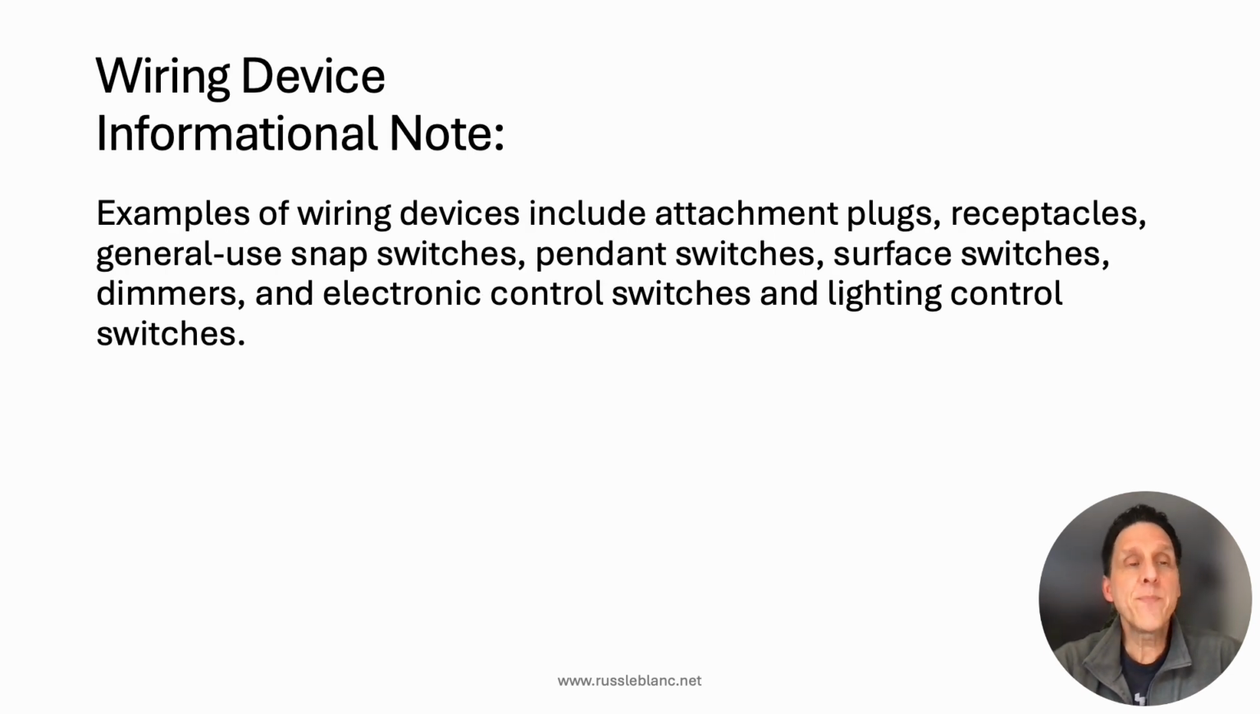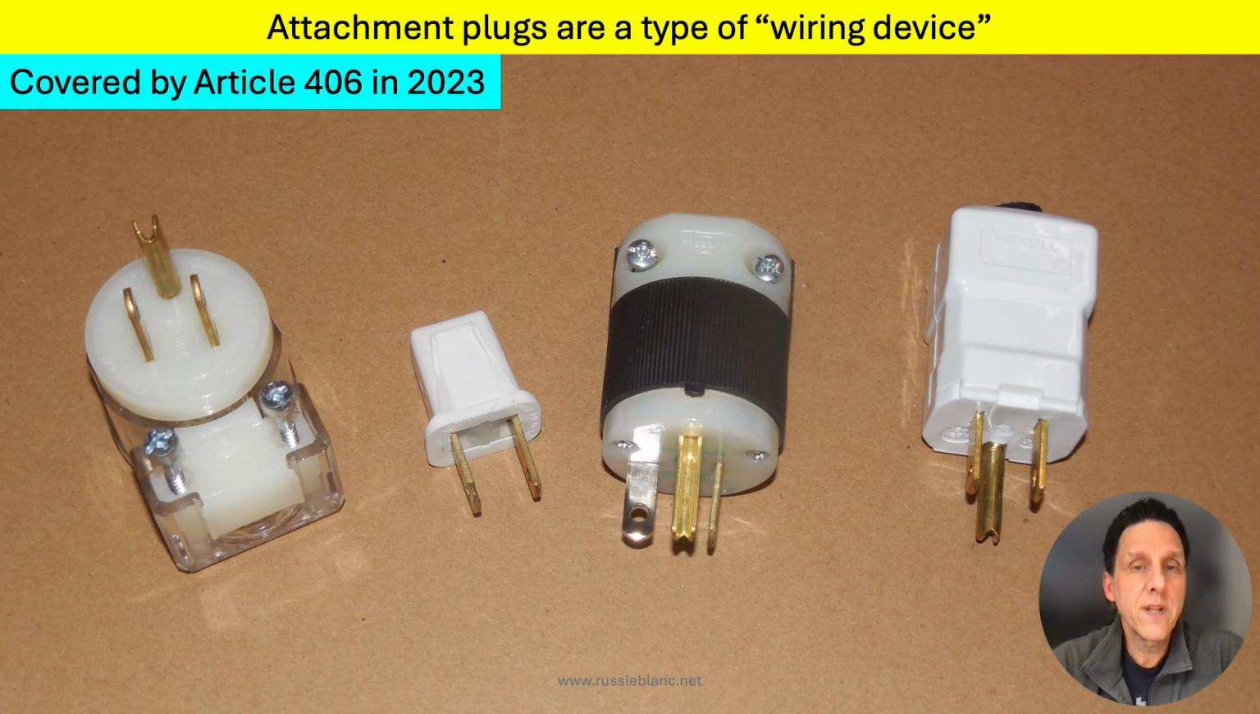Informational note: examples of wiring devices include attachment plugs, receptacles, general use snap switches, pendant switches, surface switches, dimmers, and electronic control switches, and other lighting control switches. So that's not necessarily an all-inclusive list of wiring devices, but those are certainly wiring devices. Let's take a look at some of them.